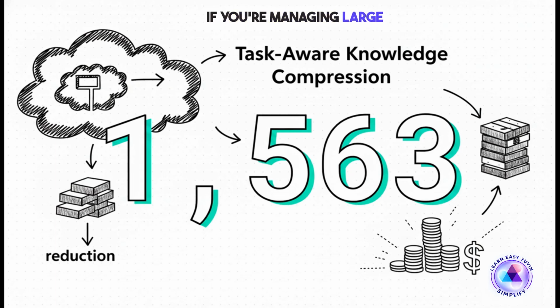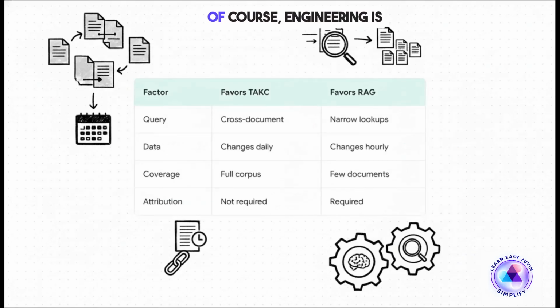If you're managing large enterprise knowledge bases, this is exactly the kind of math that will make your CFO absolutely love you. Of course, engineering is all about trade-offs. It's not really about choosing one approach over the other exclusively. It's about knowing exactly when to use which tool. This decision matrix lays it out perfectly.